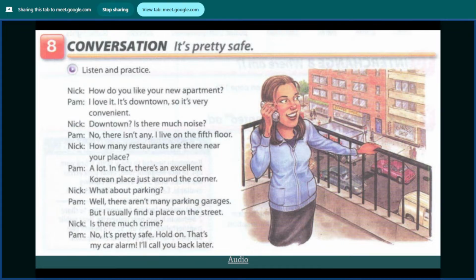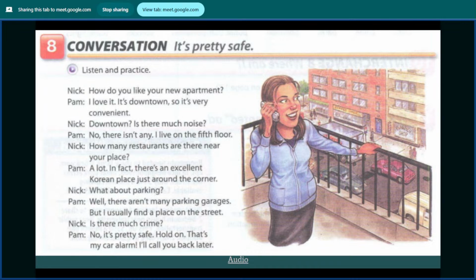Okay, now of course you'll understand the last part better when we listen to the audio, because that's when you will understand why she's talking about the car alarm. But at the start, Pam has shifted to a new place maybe, so Nick is asking her, how do you like your new apartment? Okay, she says, I love it, it is downtown.